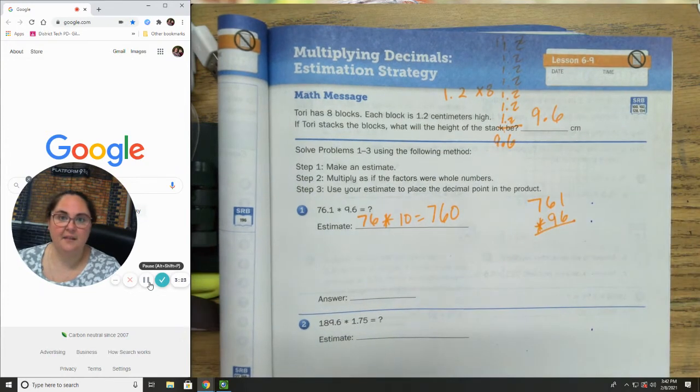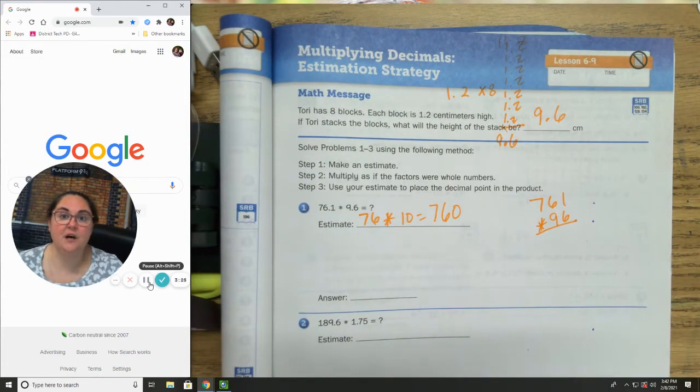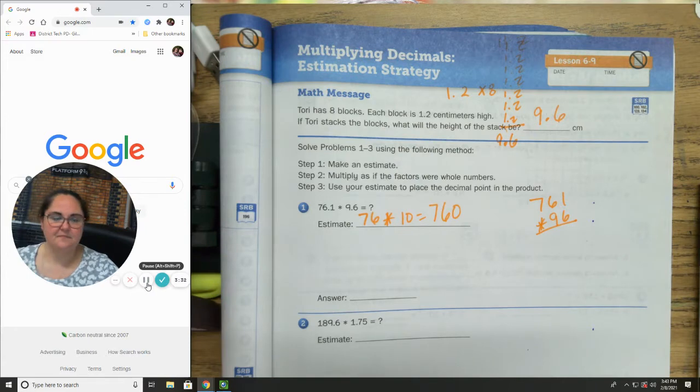Now let's do the math. I want you to see if you can solve this problem on your own first. Multiply 761 times 96. All right, if you're watching my Edpuzzle, then it's ready for you to continue. Otherwise, I hope that you hit pause and really did the math.